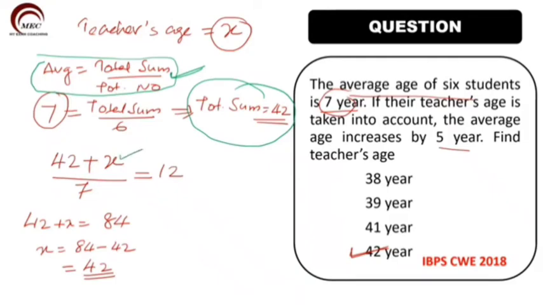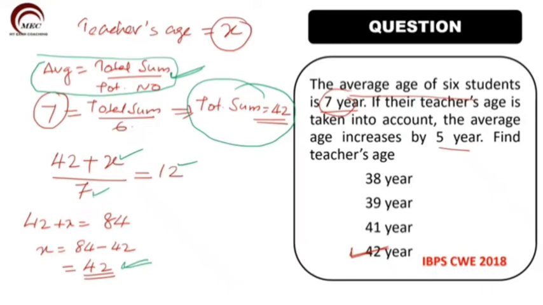Initially there were 6 students. When the teacher is also added, the total number will become 7. And when the average increases by 5 years, the 7 will become 12. From this equation, we can find out the value of x. So when you practice more, it becomes very easy and you can easily solve this type of questions.